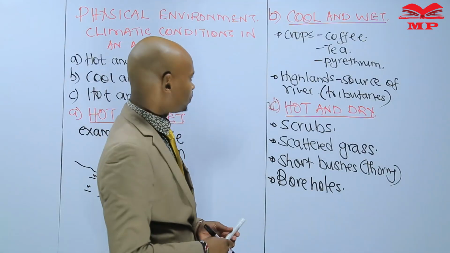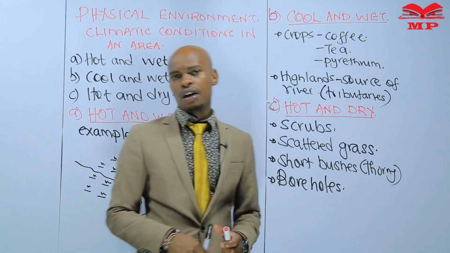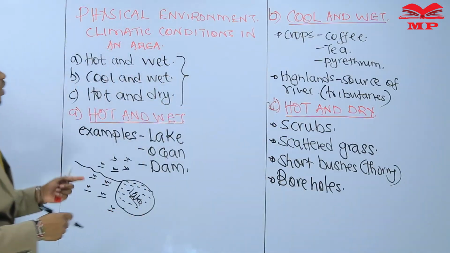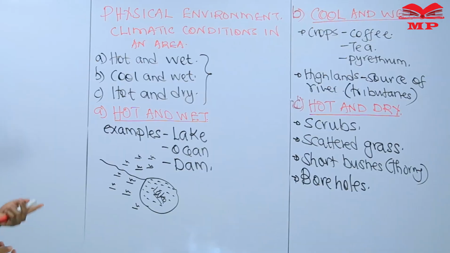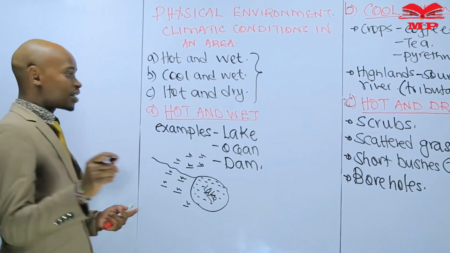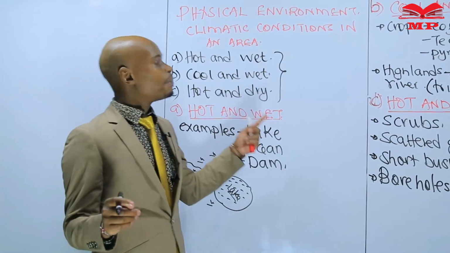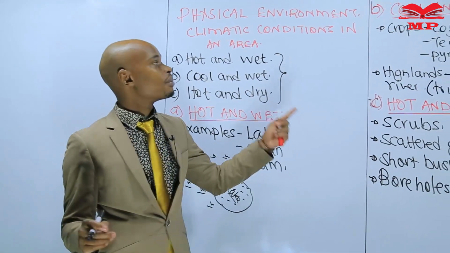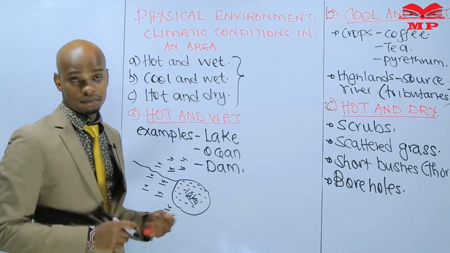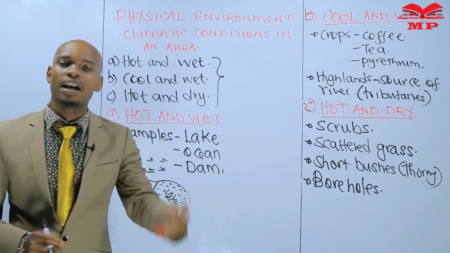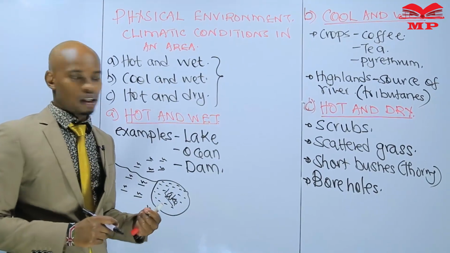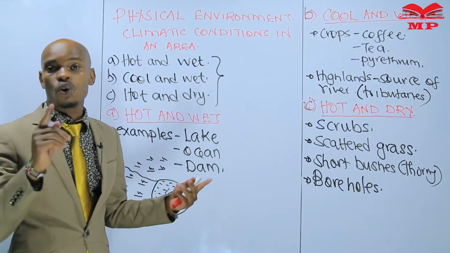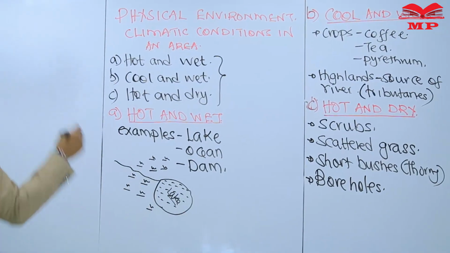hot and dry conditions. Maybe to give an example in a map of what we have said, how are you supposed to identify? It is good to understand that a map might have all these climatic conditions, the three of them, or sometimes only one of them.